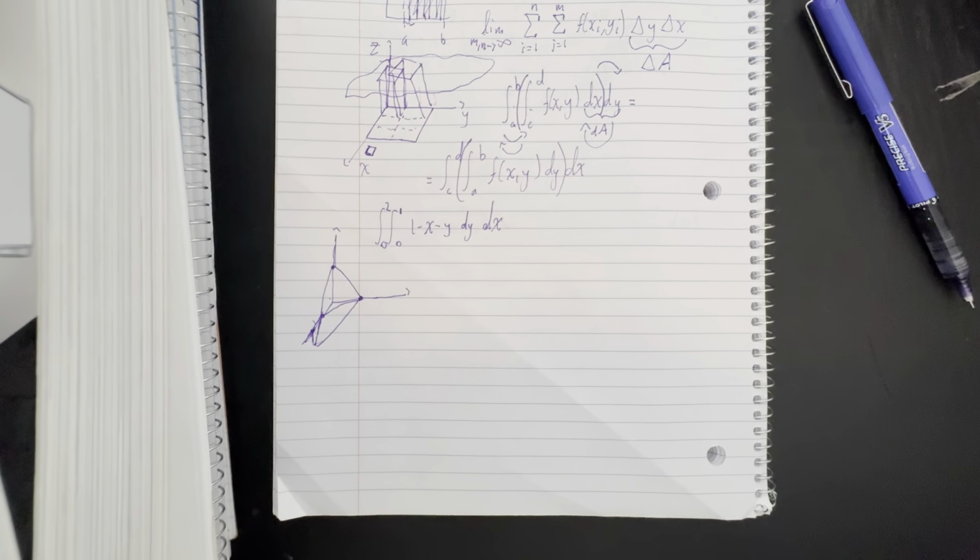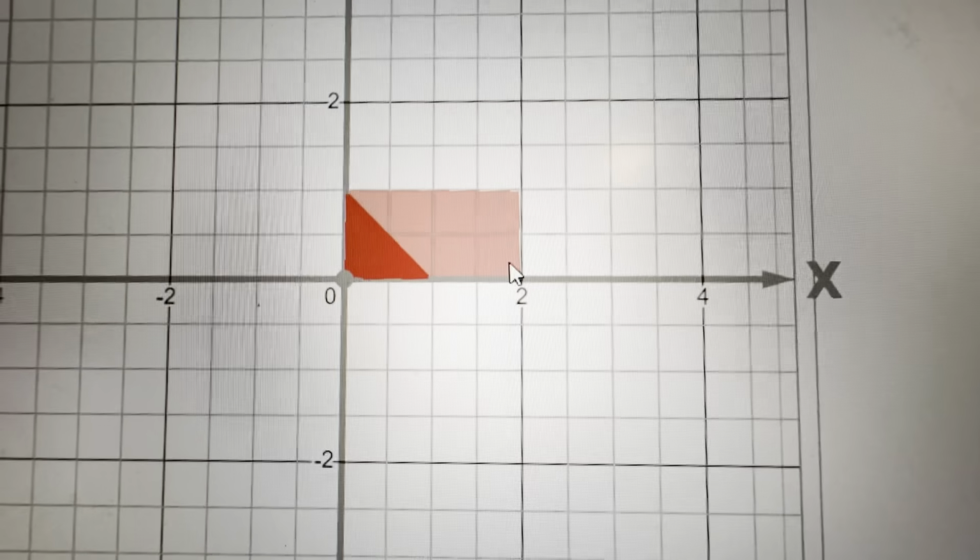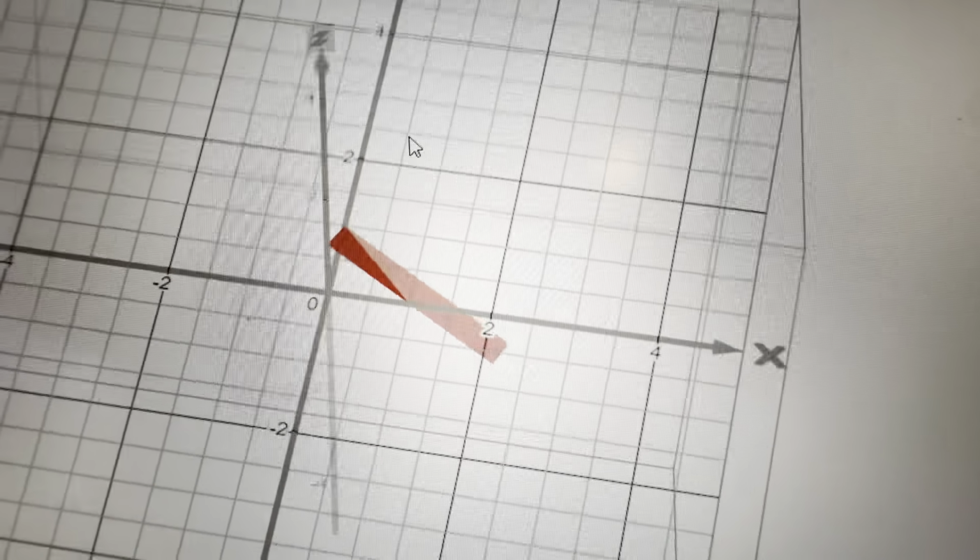So here I could maybe even open up Desmos 3D, and we could get a better picture of this. So we have 1 minus x minus y, and we want x to sit from 0 to 2, and then we want y to sit from 0 to 1. Yeah, so that's our region. Well, that's the plane actually from the top, but you could see that it's a rectangular region, right? And that's the plane.